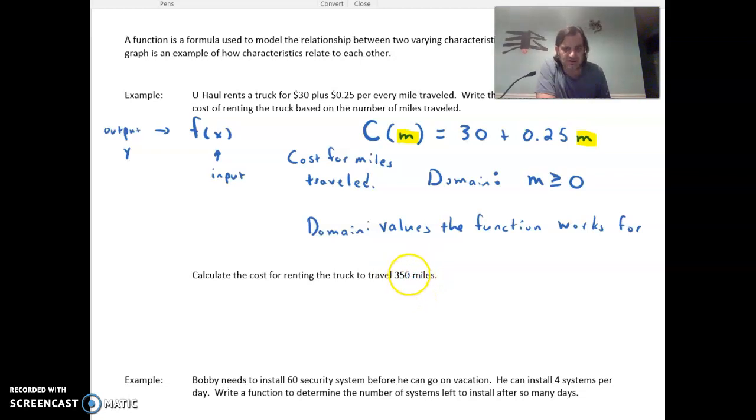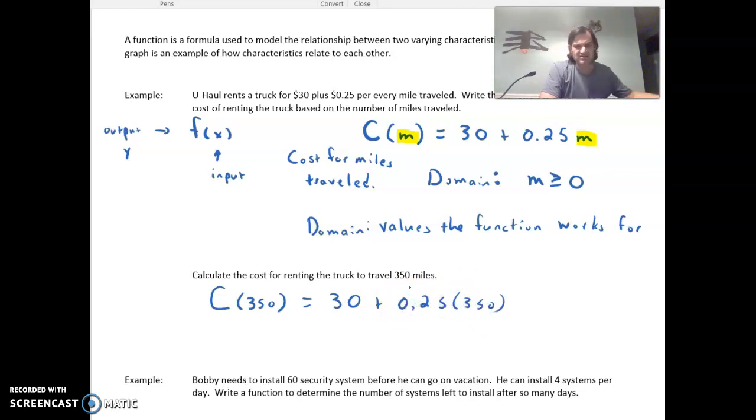Now, this is something you could probably do without ever writing down this formula, but let me show it to you in the function notation. So our cost was C, and whenever we want to plug a number in, we're going to replace our variable with that. So this is the cost to travel 350 miles. Okay, so that's the $30 plus 25 cents for every mile, which there's 350 of those.